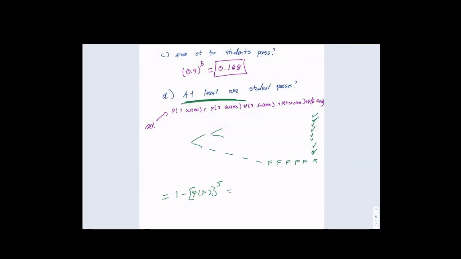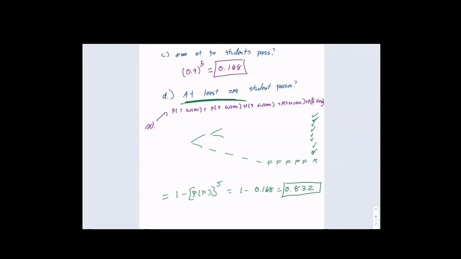So this is equal to 1 minus 0.168, which would be 0.832. So if I had 5 students and each of those students had a 30% chance to pass the exam, there's about an 83% probable chance that at least one of them is going to come out with a passing grade, that I'll hear from one of the students that I passed the exam.